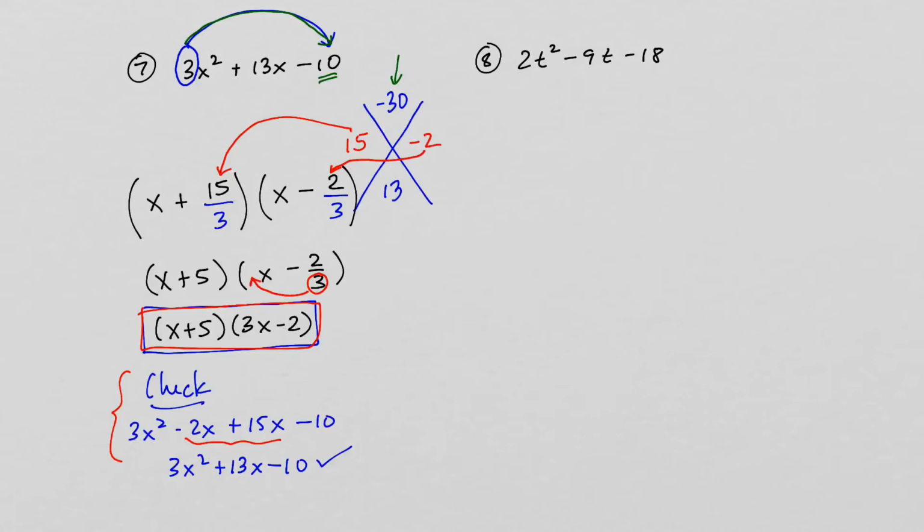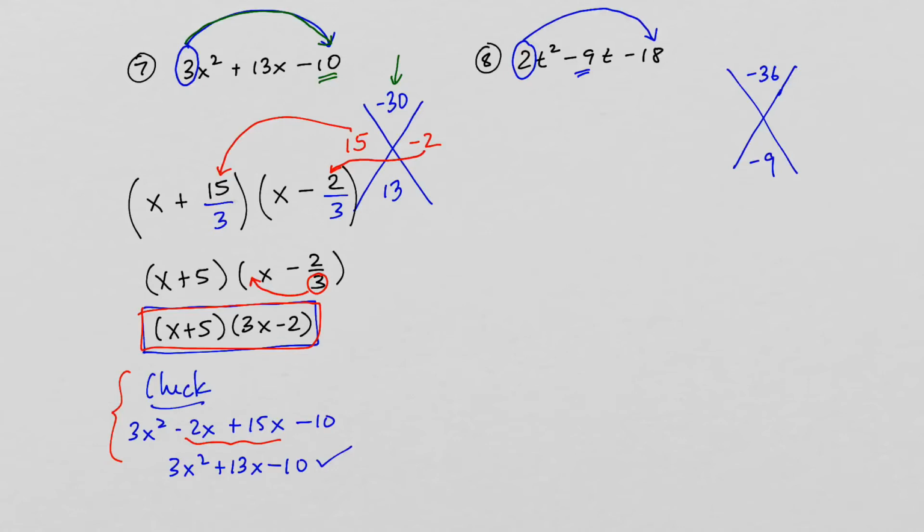Let's try another one using that same method. For our next problem, notice once again we have a leading coefficient that is not 1. What I'm going to do is take that leading coefficient and multiply it to the constant term at the end of the polynomial. And 2 times negative 18 is negative 36. And then I'll take the middle number, which is negative 9, and put that in the bottom of our magic x, just like before.